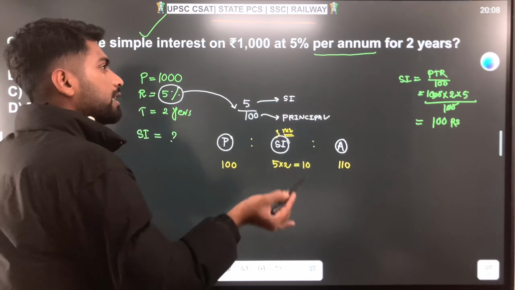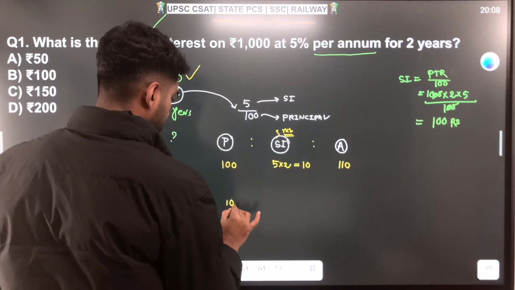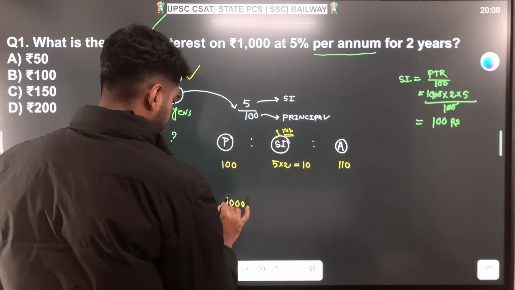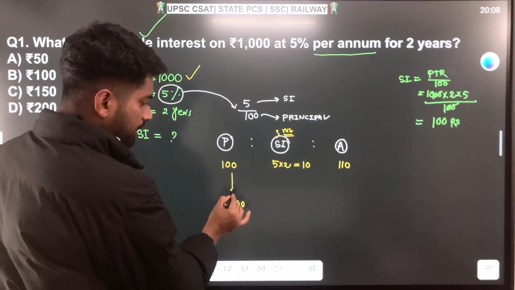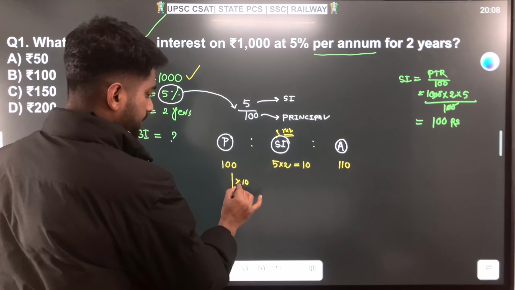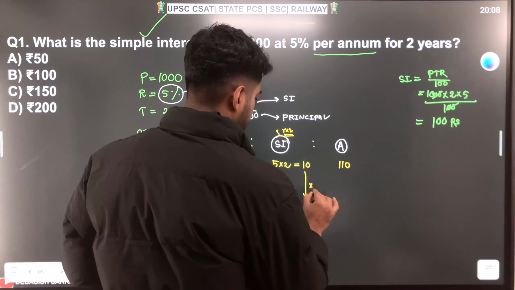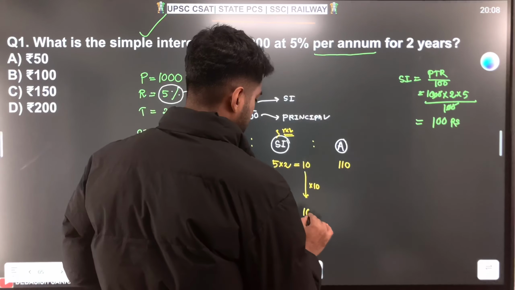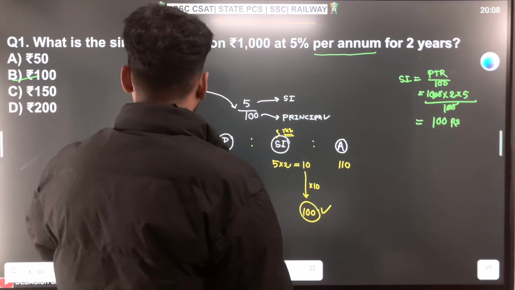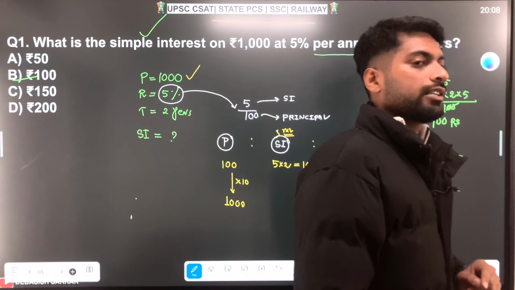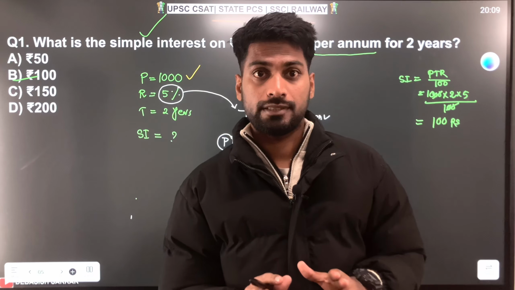Now check, what was our actual principal? This is 1000. So write 1000 here below the principal. Now check how many times 100 became 1000, that is 10 times. So if you want the SI, also multiply SI by 10 times. So 10 into 10, this is 100. So we got our SI, that is your answer, 100 rupees. Okay, you might feel it's boring or you might feel it's hard, but trust me, you will get benefit.